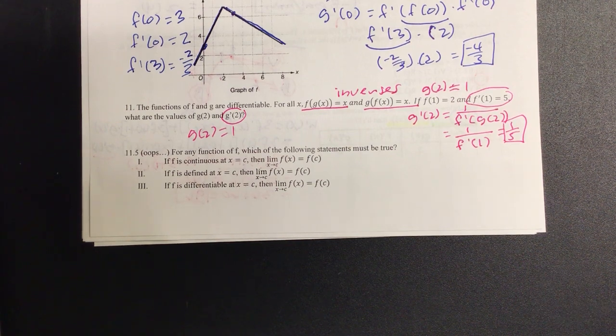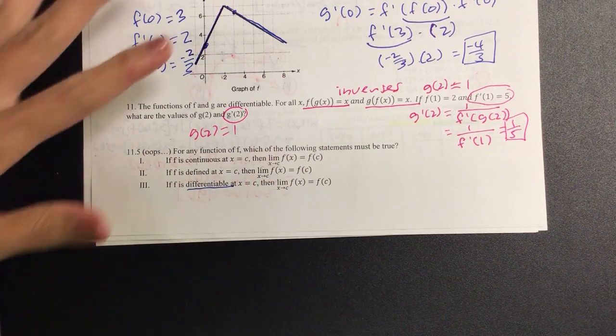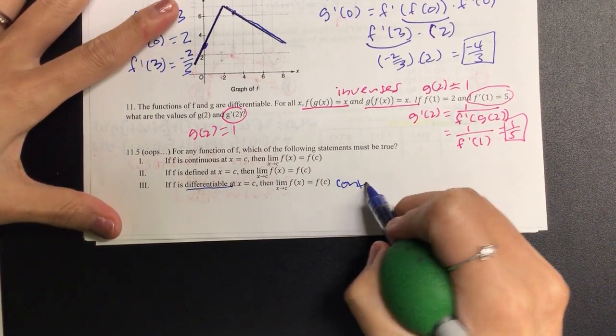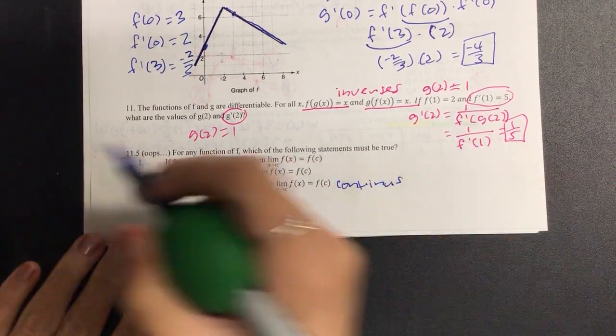For any function of f, which of the following statements must be true? If f is continuous at x equals c, then the limit as x approaches c of f of x equals f of c. If f is defined at x equals c, then the limit as x approaches c of f of x equals f of c. If f is differentiable at x equals c, then the limit as x approaches c of f of x equals f of c. Okay, I want to look at the very last one. When something is differentiable, we know it's automatically what? Continuous. And because it is continuous, we have the following that must be true. So this one is true. I'm going to put a check mark.